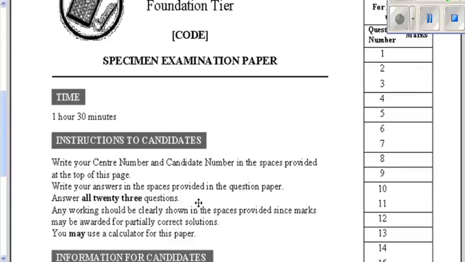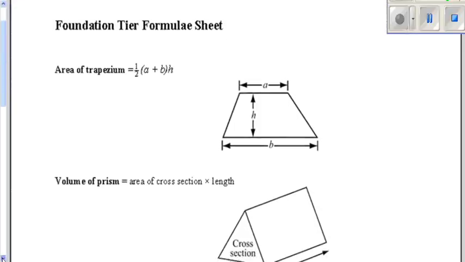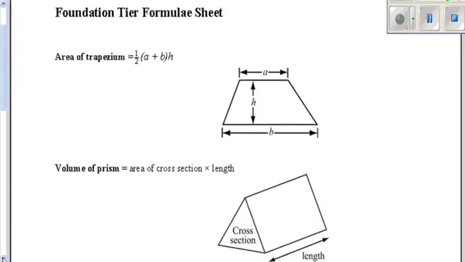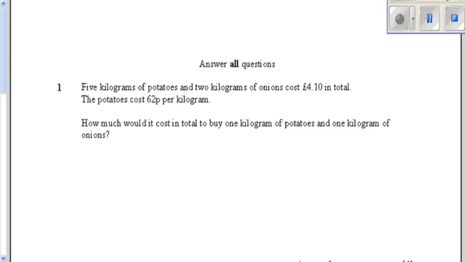Again, all the T2 question papers are calculator papers, so you'll need a calculator, and please again remember, show your working. It says here all working should be shown in the spaces provided. Marks will be awarded for partially correct solutions. Okay, the formula sheet is the same in all the foundation papers. You get 2 formulas, one for the area of a trapezium, one for the volume of a prism. If you need either of those formulas, make sure to look at your formula sheet.